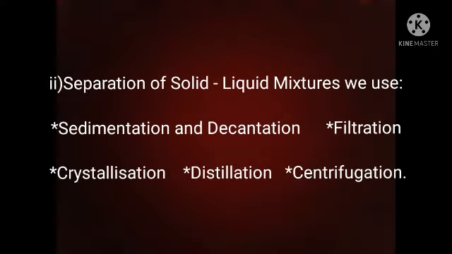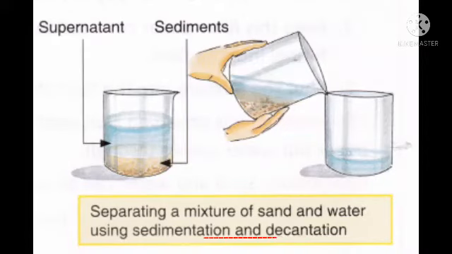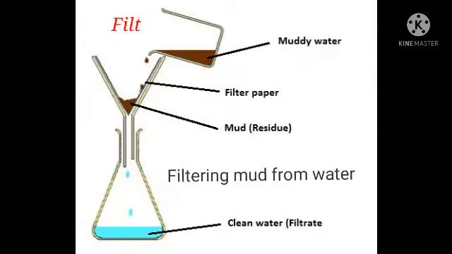While separating solid-liquid mixtures, we use sedimentation and decantation, filtration, evaporation, crystallization, distillation, and centrifugation. Sedimentation and decantation is used to separate if the solid is heavy and insoluble in the liquid. This method can be used to separate a mixture of sand and water. Filtration is used if the solid is insoluble but has fine particles that are dispersed well in the liquid to form a homogeneous solution. This method can be used to separate mud from water.